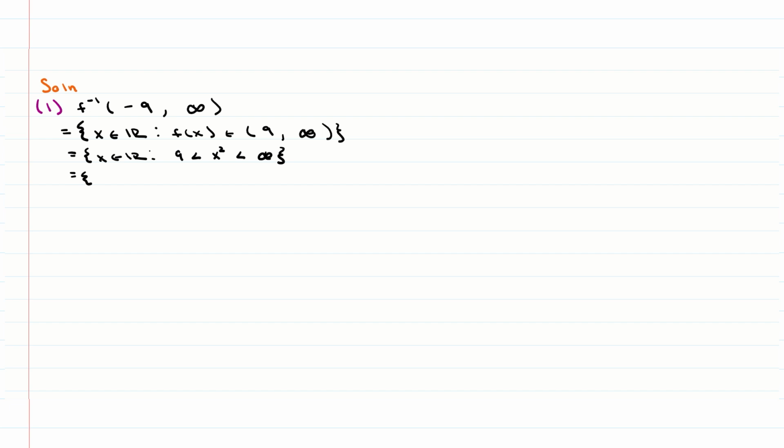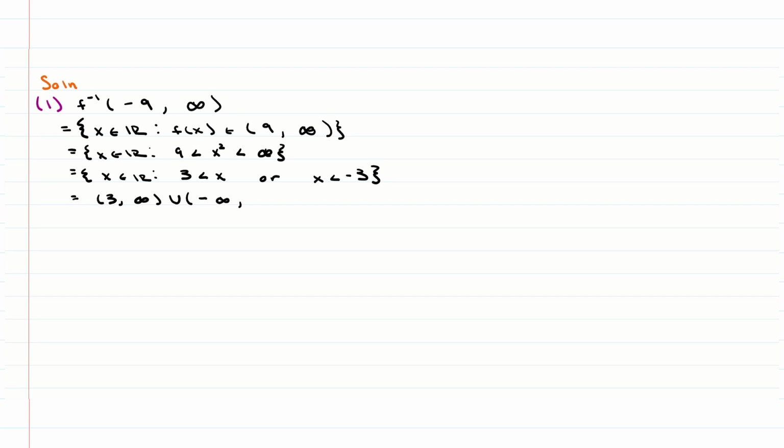At this point we see that x is greater than 3 or x is less than -3. And then of course we can reformat this as 3 to infinity union -infinity to -3. And this is in fact our preimage. Now let's move on to our second example.